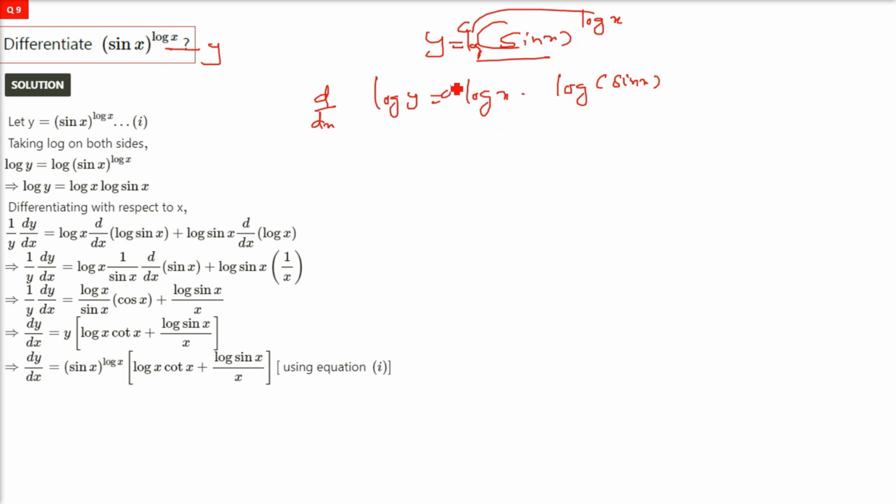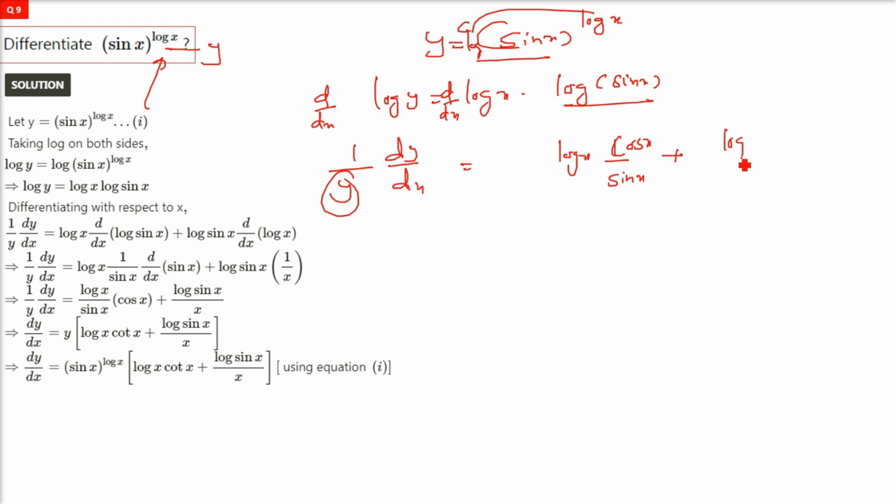Now d by dx on both the sides. So log y will be 1 by y dy by dx. So this y we will be actually changing with sin x raised log x. So we have log x. I am using the product rule, log x. So log sin x will be 1 by sin x, and then sin x will be cos x, plus log sin x we are taking outside, and differentiation of log x. So it will be 1 by x.